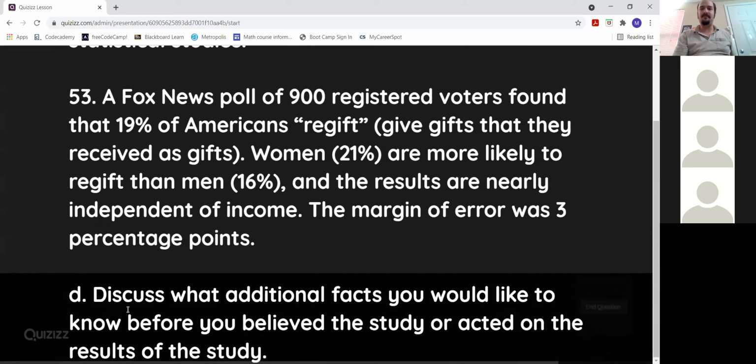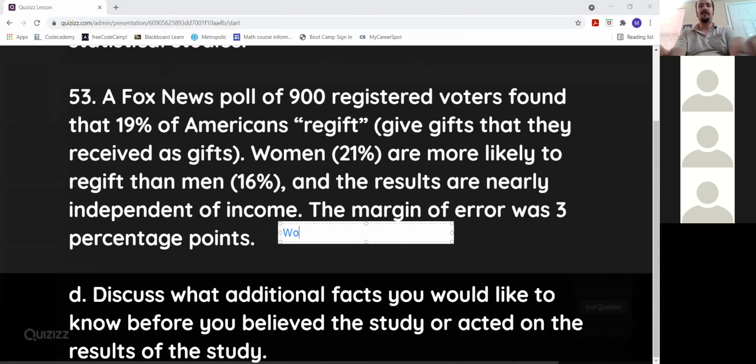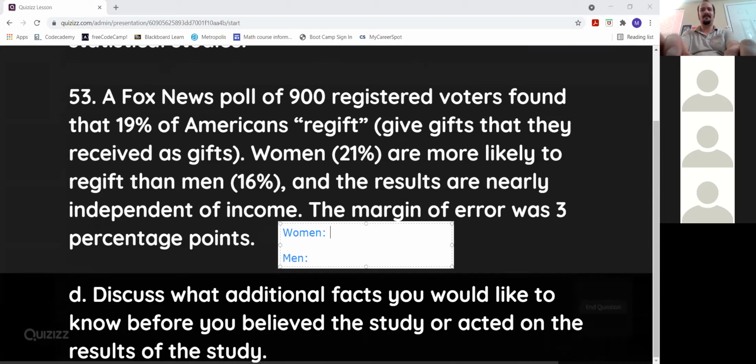Margin of error. So what additional facts do you need? Discuss what additional facts you would like to know before you believe the study or act on the results of the study. So the key thing here that seems kind of obvious to me, right? If we're going to talk about women's margin of error or men's margin of error, it's not really clear. I think this 3 points applies to each of these individually. So what would their margin of error be?